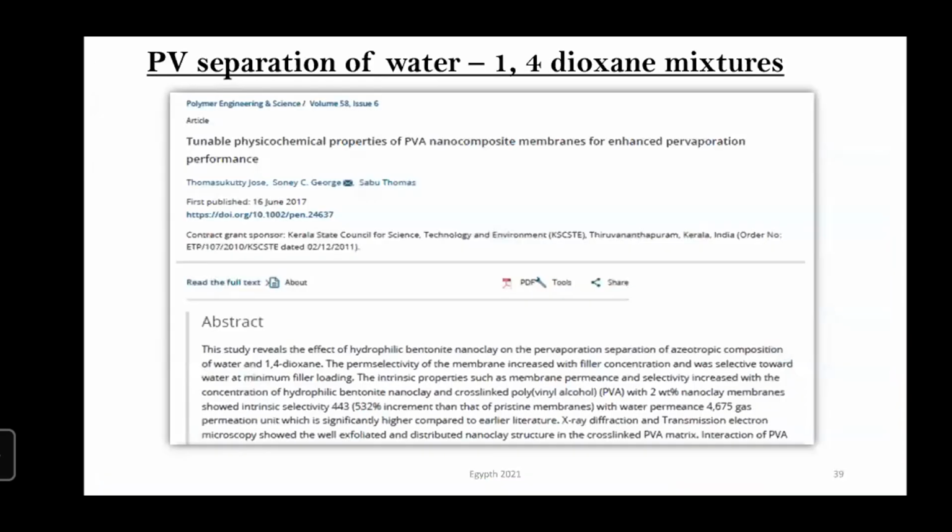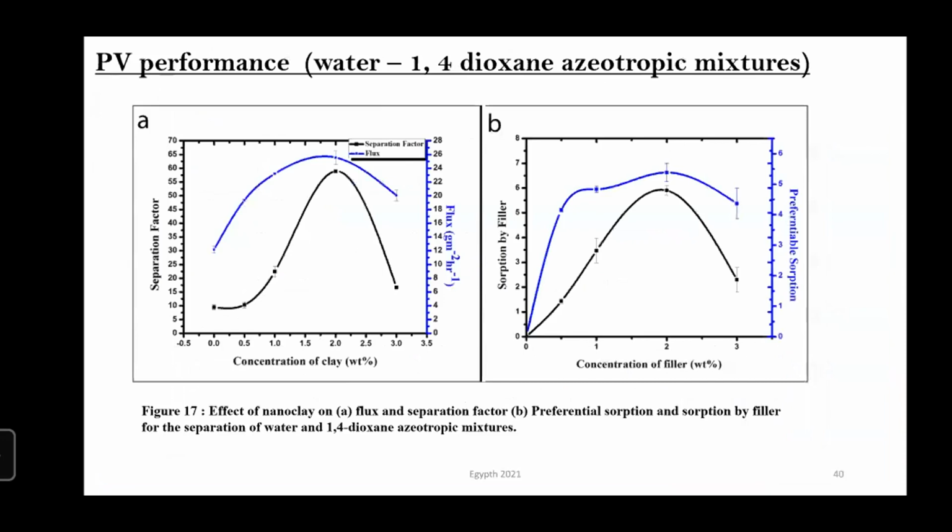And this polyvinyl alcohol membrane is also used for the separation of water 1,4-dioxane. Another azeotropic mixture we have selected is the water and 1,4-dioxane mixture, and for this mixture the separation factor and selectivity increase. This 2 weight percentage nanoclay cross-linked membrane shows a simultaneous increase in the separation factor and the flux, and its separation efficiency increases because the sorption by the filler increases here.